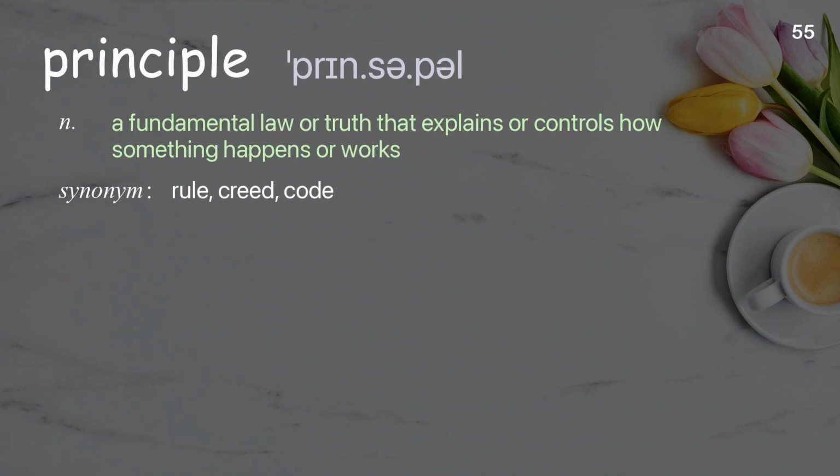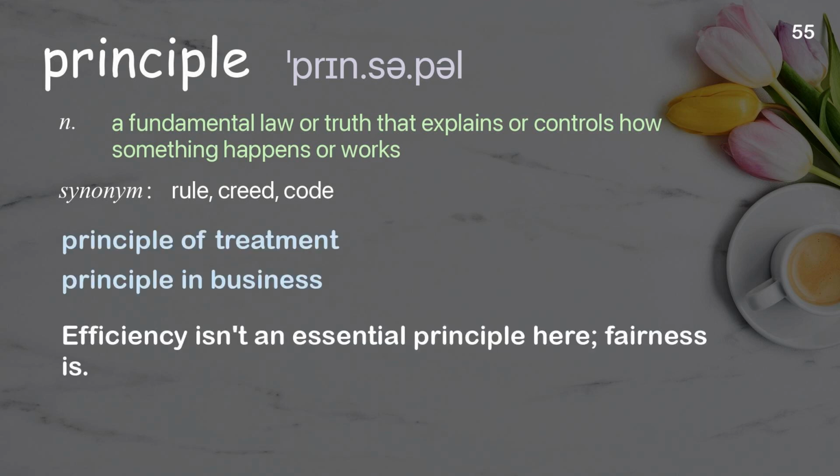Principle. A fundamental law or truth that explains or controls how something happens or works. Examples: principle of treatment, principle in business. Efficiency isn't an essential principle here, fairness is.